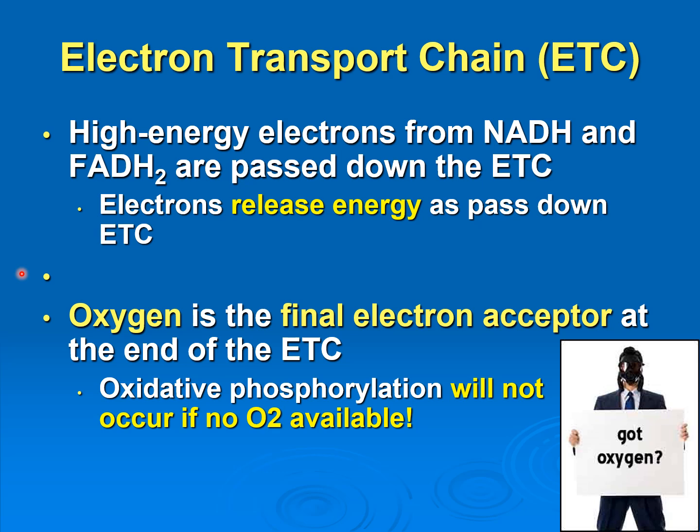These high energy electrons that are being carried by NADH and FADH2, our electron carriers, are going to be passed down the electron transport chain. And as they go down the electron transport chain, they're going to be releasing energy. And they're going to be taking that energy and using that to make ATP. And at the end of our electron transport chain, oxygen is our final electron acceptor, because we've got to put our electrons somewhere. We can't just release them and let them run around the cell because they'll cause a lot of damage. So we've got to give them to someone, and we're going to give them to oxygen. And so if there's no oxygen available, then the mitochondrion won't work and we can't do oxidative phosphorylation at all.